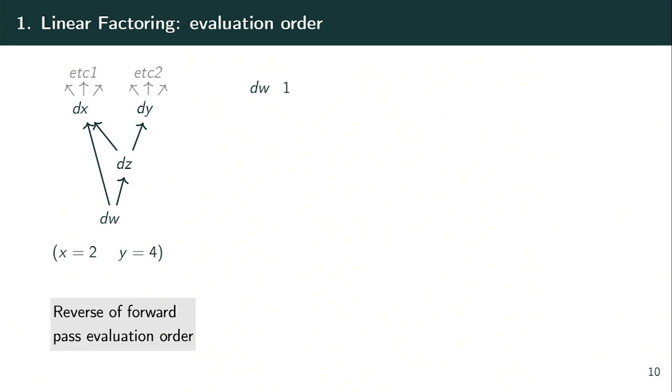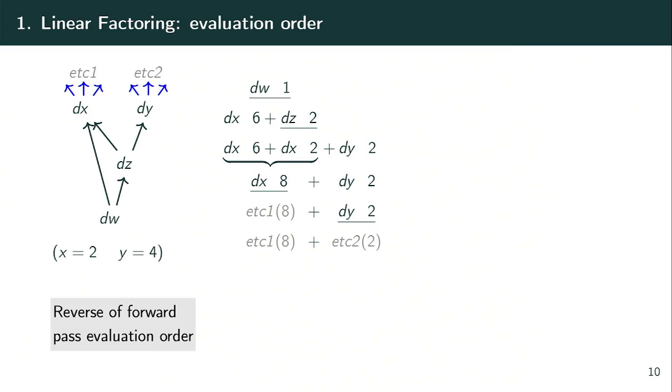So we start by calling dw at 1, and this call we must expand. We have nothing else to do. We get a call to dx, and we get a call to dz. So assume that we now choose to call dz. Either choice is semantically valid. Expanding the call to dz produces a call to dx and a call to dy. And now we can do this linear factoring, the distributive law, to take together the two calls to dx to produce one single call to dx. Then evaluating further the two calls, we get, well, the etc1, the etc2 calls as usual.